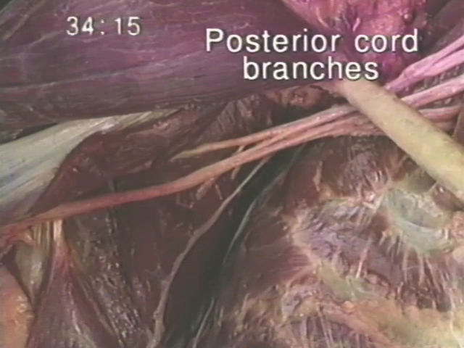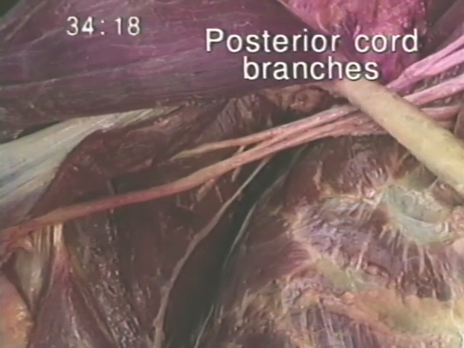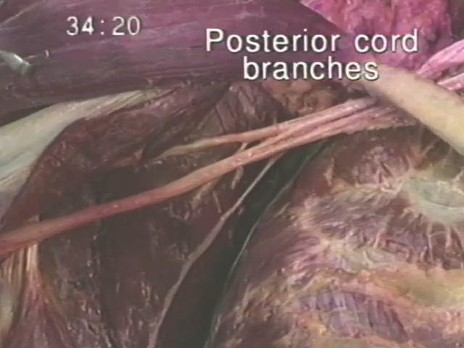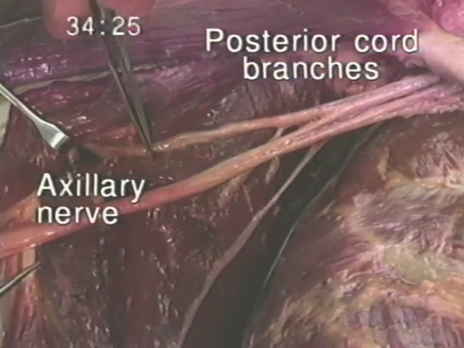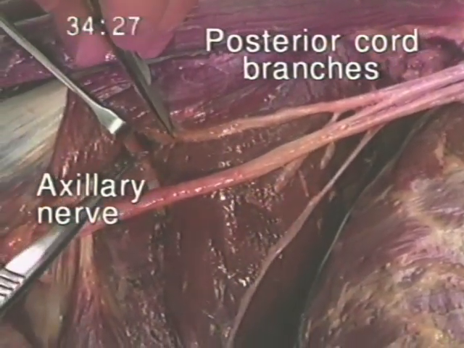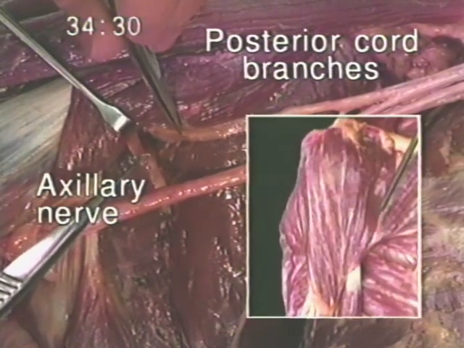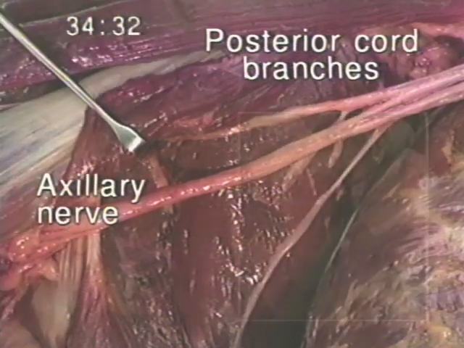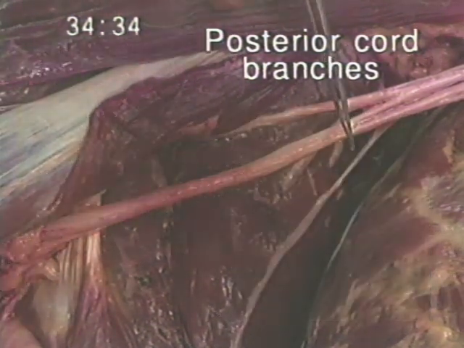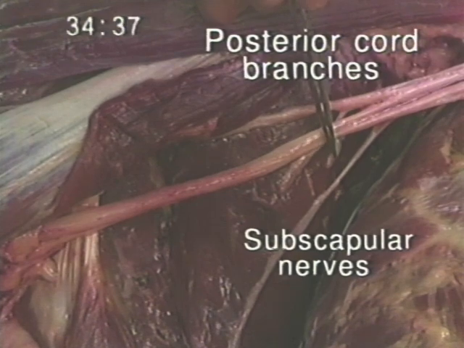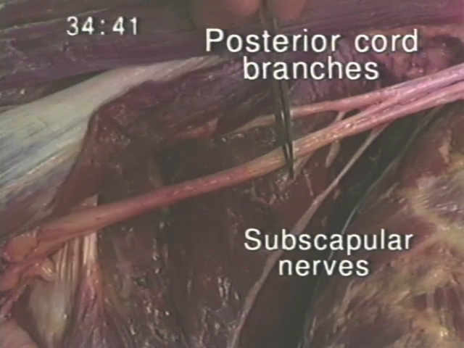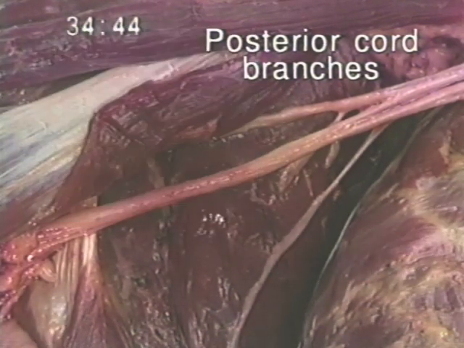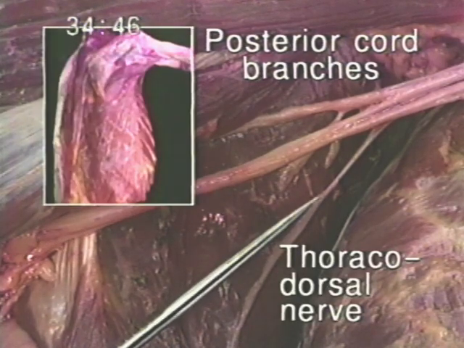The posterior cord, here it is again with all its branches intact, has 4 branches. The axillary nerve runs round the neck of the humerus, along with the posterior circumflex humeral artery, to supply the deltoid muscle and also teres minor. The subscapular nerves, an upper and a lower, supply subscapularis and teres major. The thoracodorsal nerve supplies latissimus dorsi.